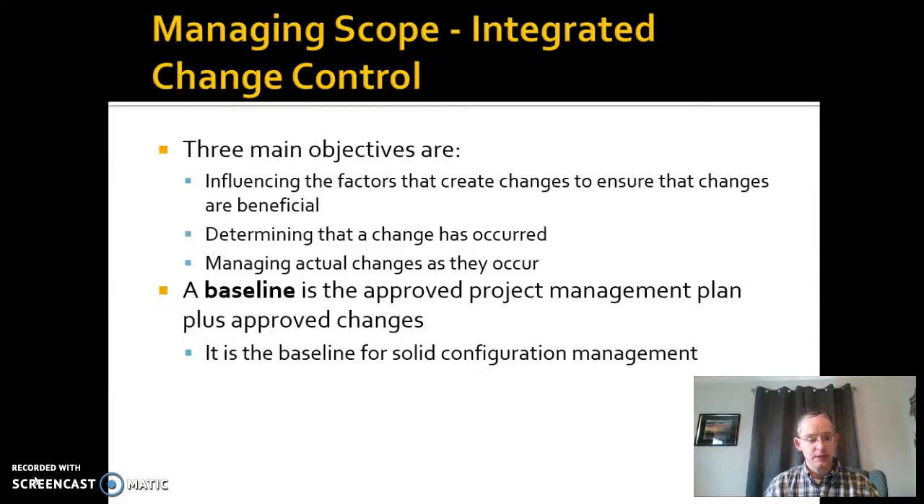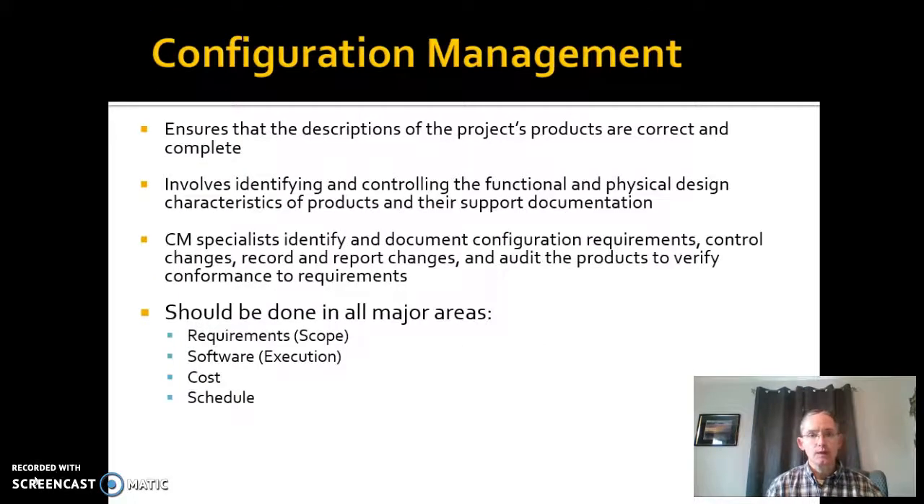Baseline basically is the approved management plan with all the approved changes as it stands. This is what we're doing, and that can be a baseline for scope, it can be a baseline for software, it can be a baseline for cost, whatever the approved plan is. Configuration management basically ensures the descriptions of those products are complete. It involves identifying and controlling the design as we move forward for all those different areas, and creating the supporting documentation that'll define that.